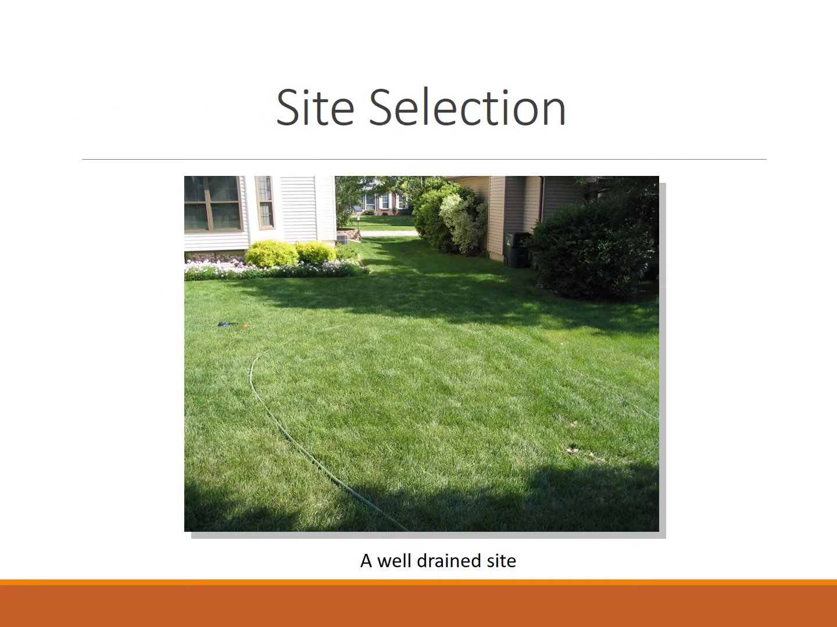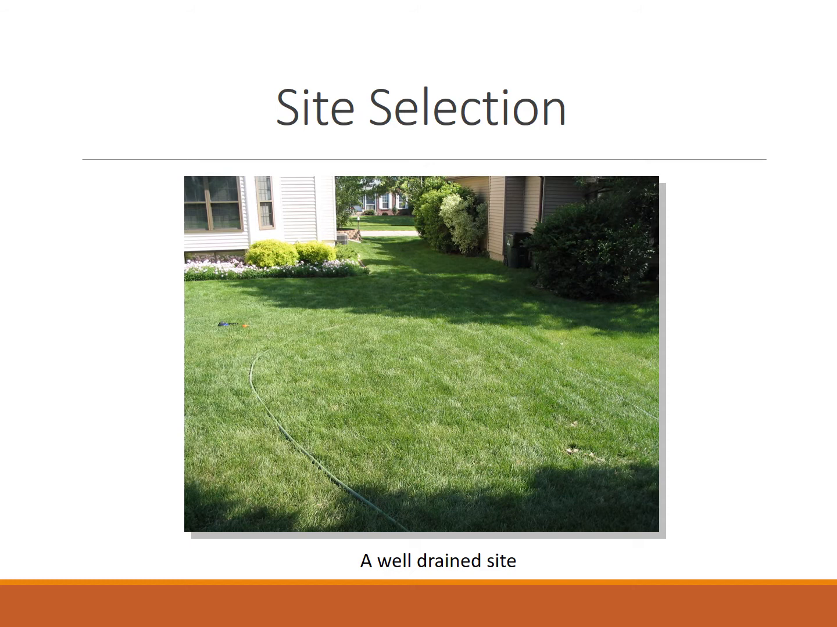So here is the site. And you can probably tell right off the bat that this particular site is not a site in Texas just by looking at the turf grass that's growing in the yard. So these are cool season turf grasses that you see here, primarily Kentucky bluegrass and perennial ryegrass.